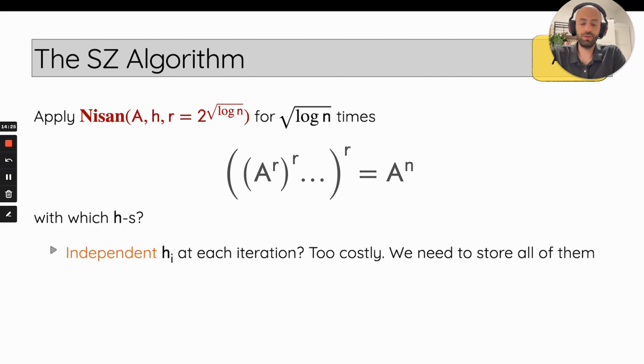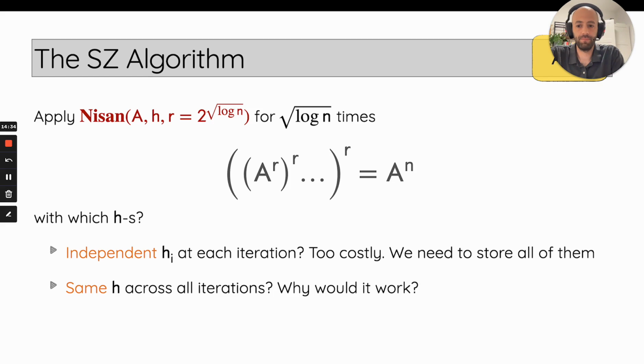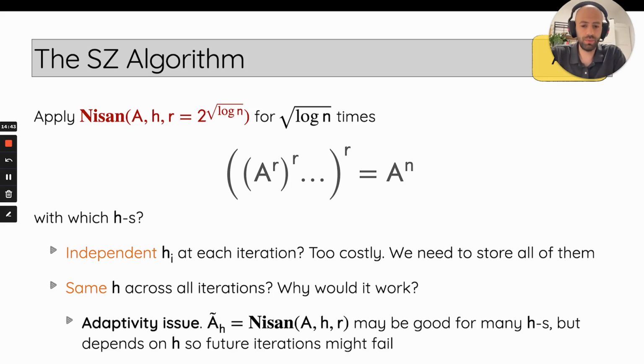So one option is to take independent h's at each iteration, and that would be too costly. Another option is to take the same h across all iterations. But why would it work? There is an adaptivity issue. Even if one layer of the recursion succeeds, and for example, Nissan with h is a good approximation for many h's, the output of Nissan's algorithm depends on h, so future iterations might fail miserably.